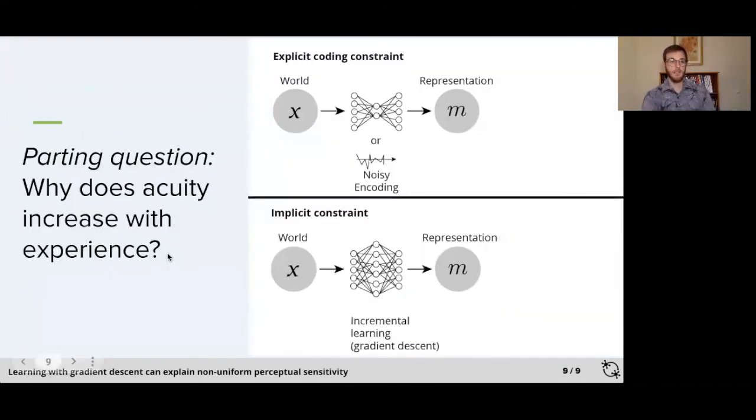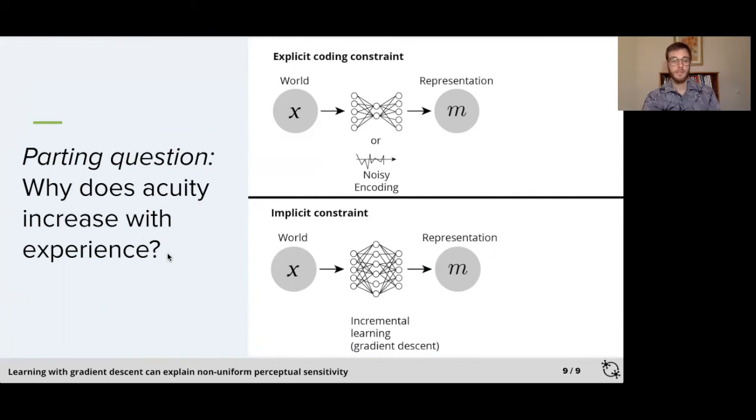So I'd like to leave with a parting question. I talked about 2 different frameworks to explain non-uniform profiles of sensitivity, and ask how they might explain an increasing acuity with age. On the top, in the noise framework, you might imagine that noise decreases with age. So there's high noise at a young age, but the whole time infants are decoding optimally.